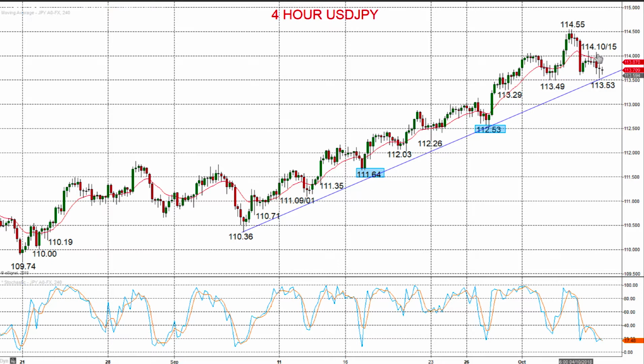So the dollar in here rallying right the way through September into early October, a risk-on scenario. The US dollar outperforming the yen, the safe haven yen. So the dollar rallying in here. But again, as we've gone into a slight risk-off scenario over the last few days, we've seen a sell-off in the dollar.